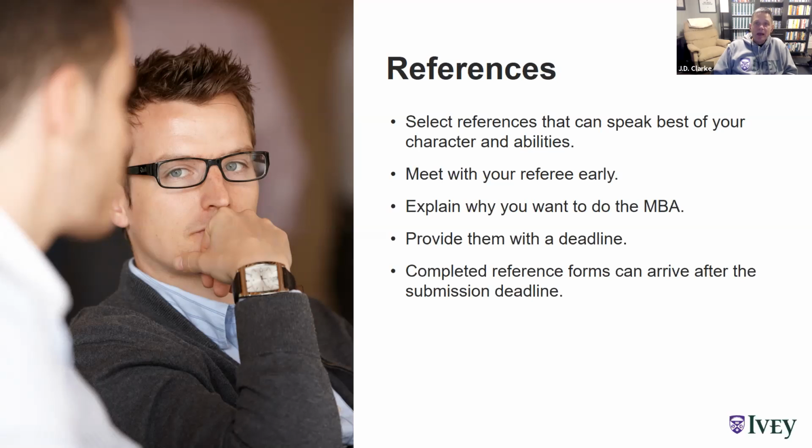It's really important you meet with your references. And I really suggest you meet with them, talk to them about why you're doing an MBA, talk to them about the experiences that you're highlighting in your application, and provide them with a deadline. Each school is different. We don't need the references when you submit the application. We tend to like them to follow within about 10 business days afterwards, so about 2 weeks afterwards, but they can arrive after the submission deadline.